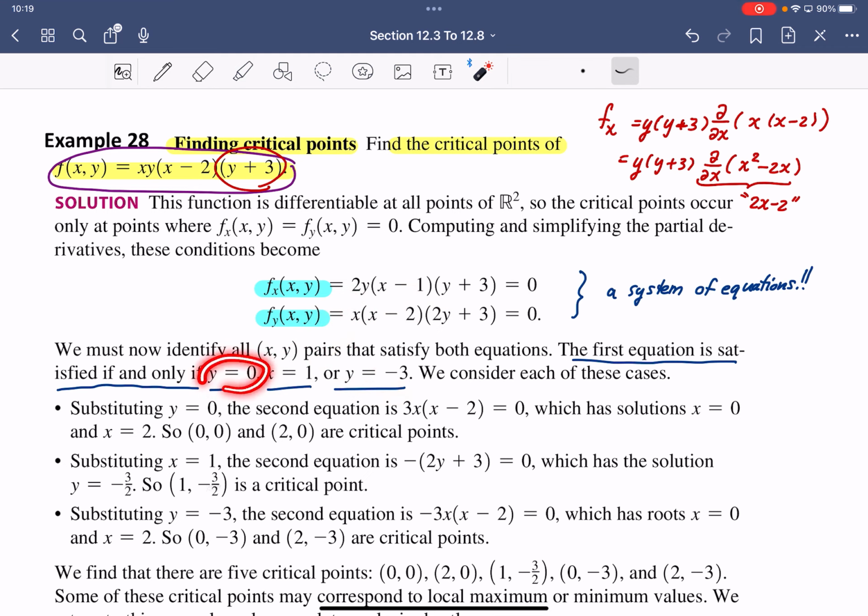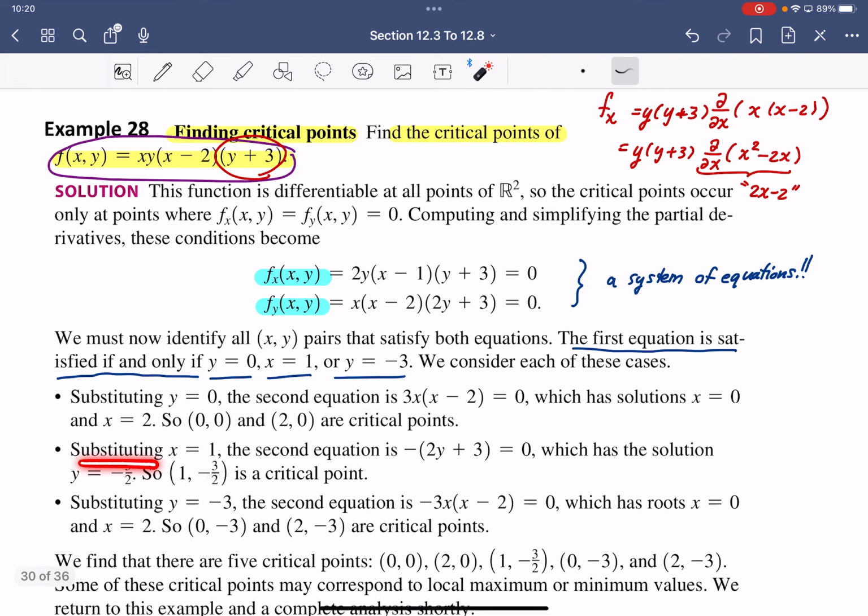Once you get y equal to 0, you plug y equal to 0 into the second equation. So you get 3x times (x - 2) equal to 0, right? Because y equal to 0 is the solution from the first equation, you plug in here. So this is going to be x times (x - 2) times 3, which is this one. And then you solve for x equal to 0 and x equal to 2. So you have two critical points from the first equation here: (0, 0) and (2, 0). The next one is you substitute x equal to 1.